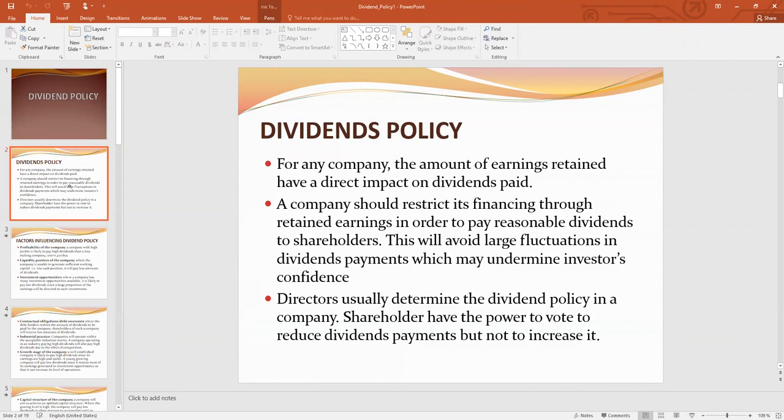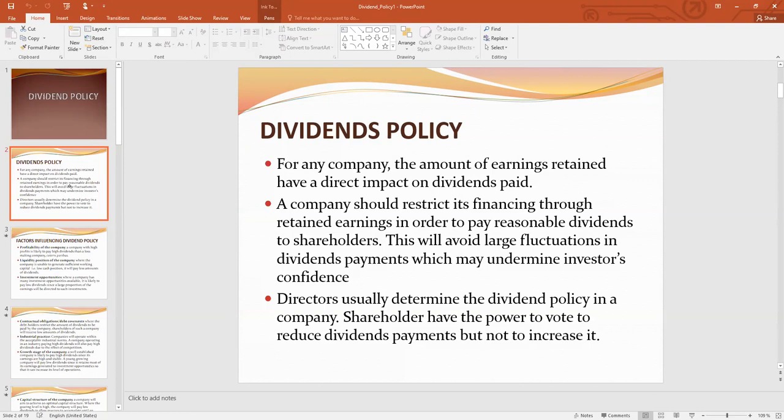If we pay little, then of course the shareholders might, in quotes, riot. So as management, you are the one to balance these two: retaining and paying the dividend. How much do you pay as dividend, and of course, how much do we retain? So you have to consider all these factors and put them into consideration, you as the one in charge of designing the company's dividend policy.